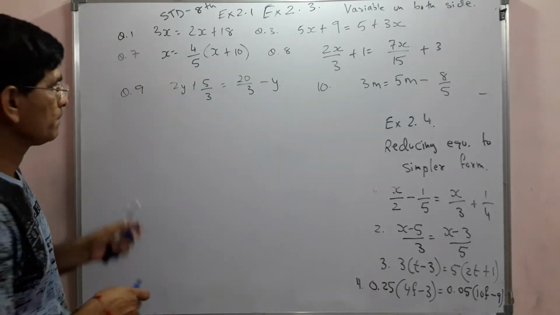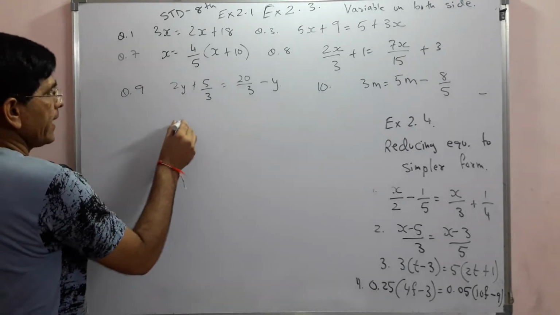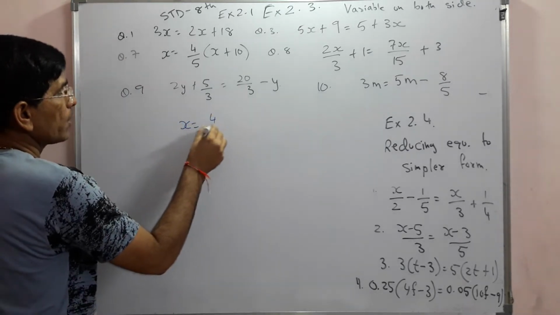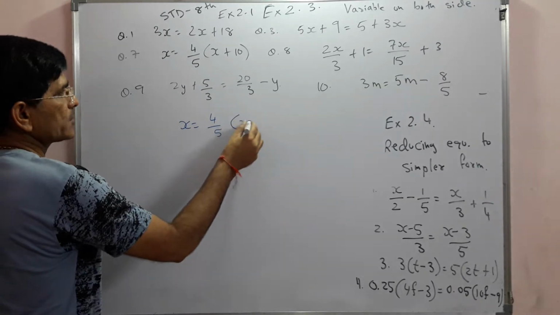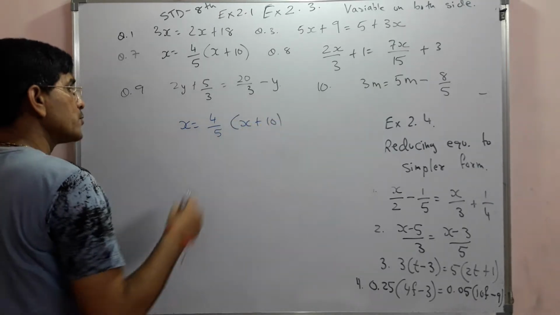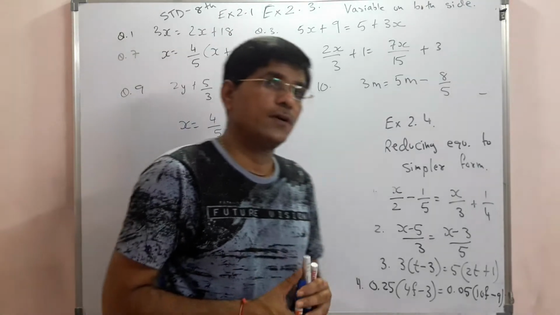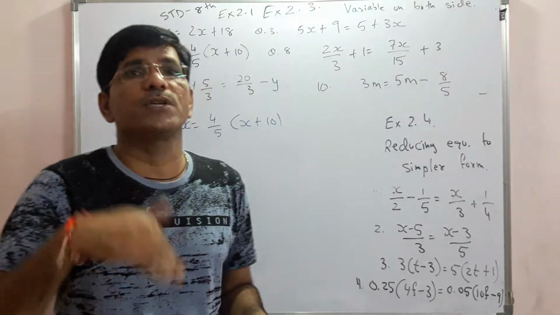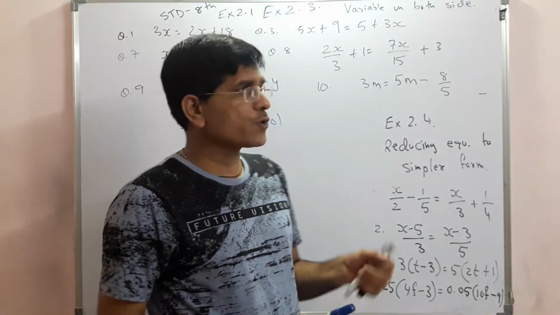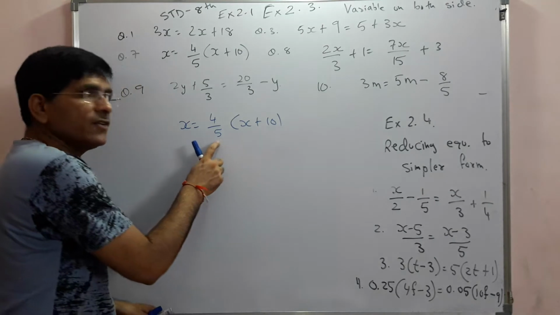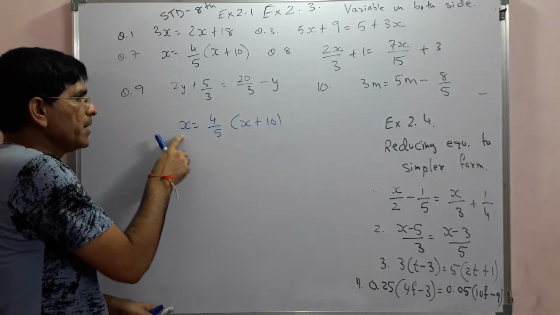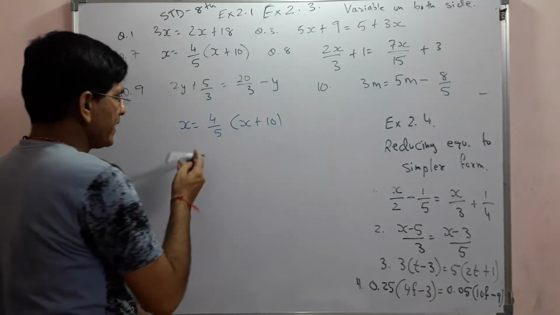Question number 7. Again, x is equal to 4 upon 5 in bracket x plus 10. So what is the first rule? DMAS rule means division first. We have to simplify the division first. So here, 5 is in the form of a divisor, so it should be multiplied with x. So 5x.